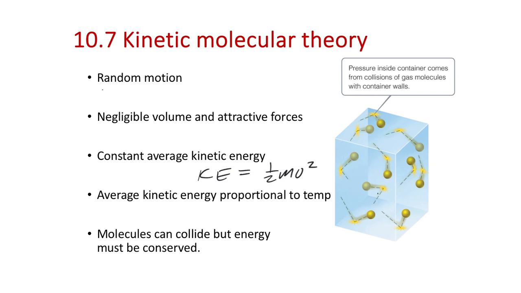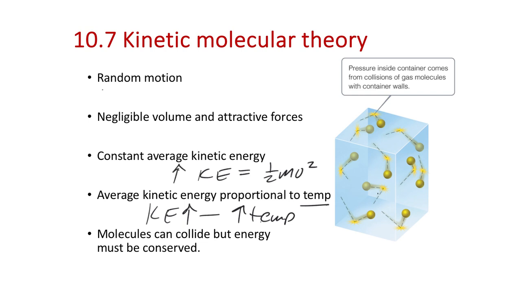So the total energy for a gas mixture is constant. Some particles might collide and change their velocities, but those velocities change in tandem with another particle changing its velocity. The average kinetic energy itself is related to temperature. If we increase the temperature, we increase the kinetic energy.